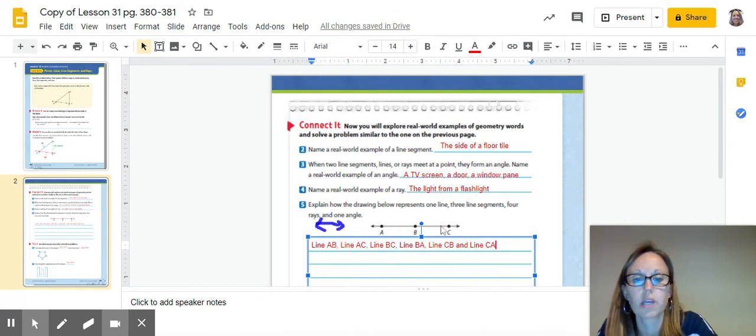can label it because we can use any of those points on that line because they're going in 2 opposite directions. So we have line AB, line AC. Then we have line BC and line BA. Then we have line CB and line CA. Okay, and again, you can label them like this, or you can draw the line above each one of these letter pairs.